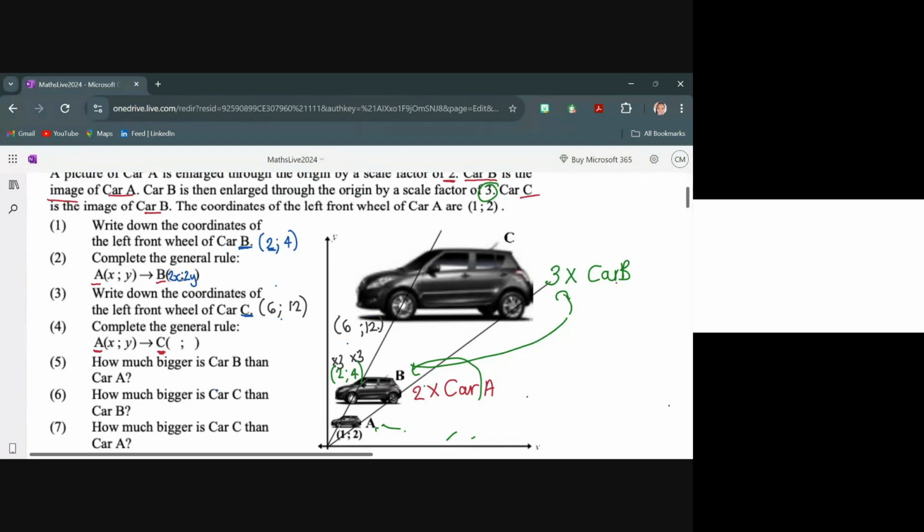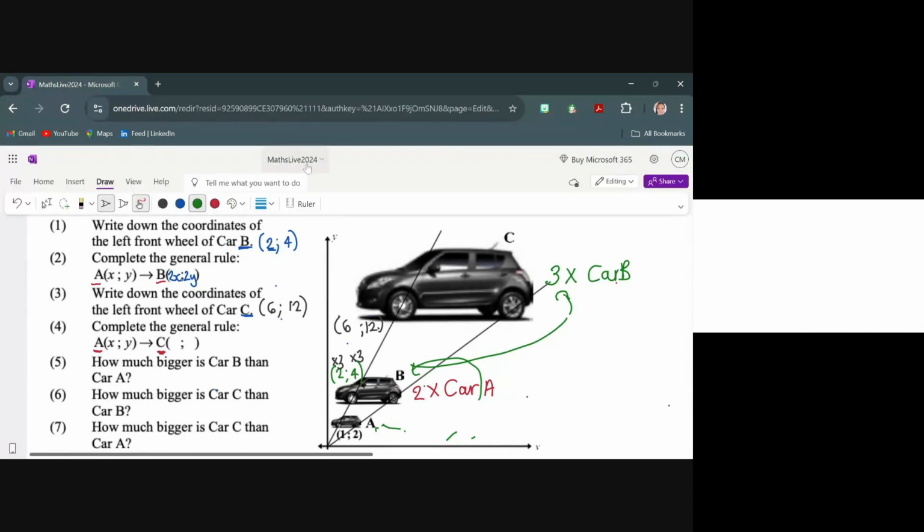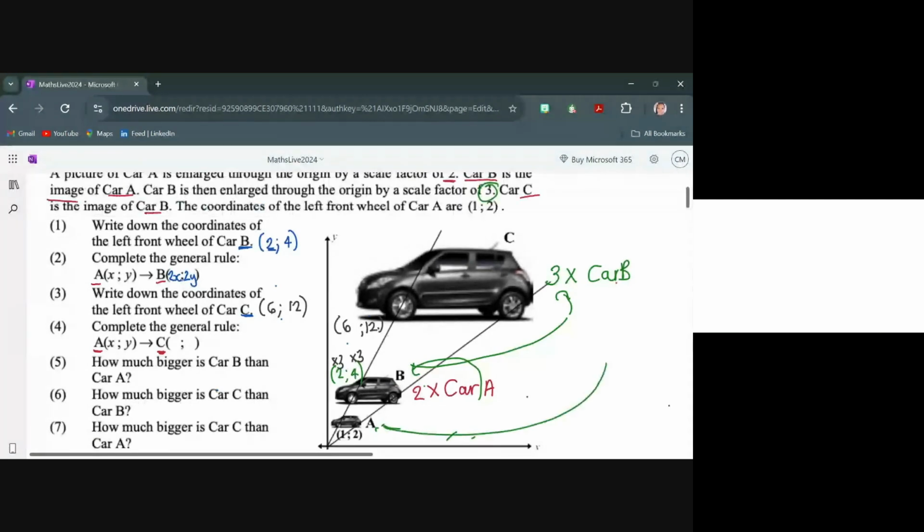That means if I want to go from A straight to C without having to stop at B, what do I need to multiply by to get all the way straight to C? From A straight to C, skipping B. I know that to get from A to B, I times by 2, and then I times by 3. So all together, I just have to multiply by 6. Does that make sense, grade 9s? Are we okay?